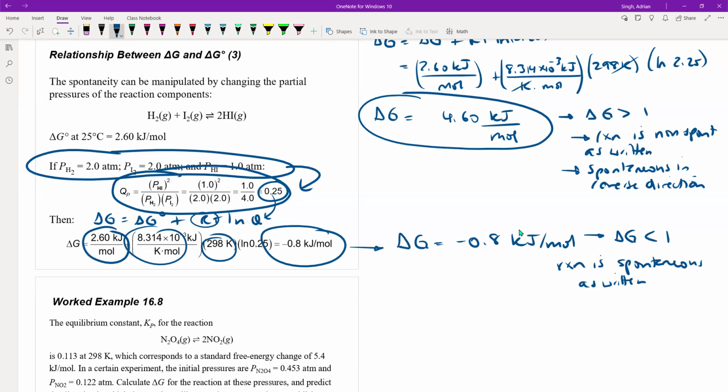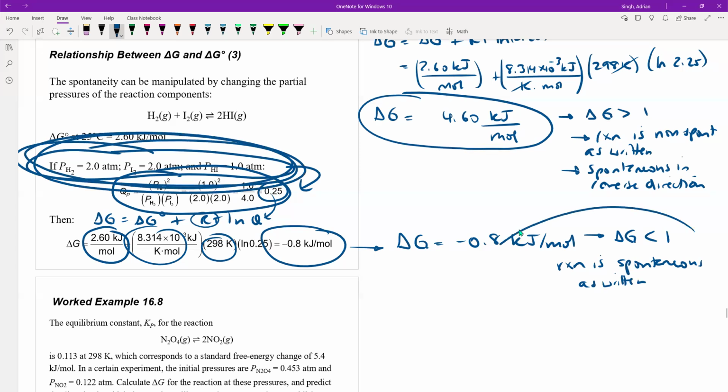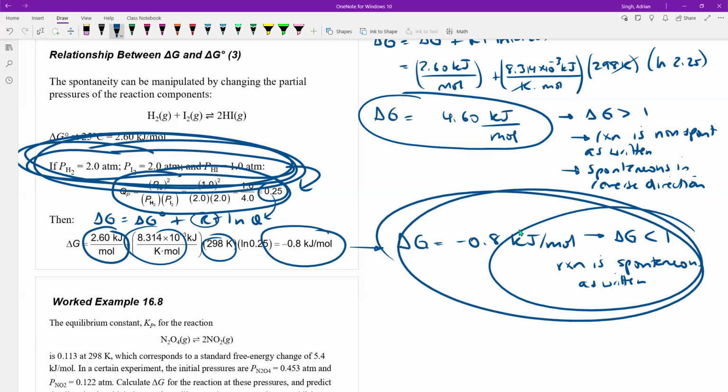So now by changing, if we instead started out with these partial pressures of the reactants and products, because this delta G ends up being negative over here, this suggests that this reaction will go as written from left to right. That's the spontaneous direction of that particular reaction. So we can manipulate the spontaneity of a reaction by changing the partial pressures of the reaction components. And by the same token, we can manipulate the spontaneity by changing the concentrations of the components of a reaction as well.